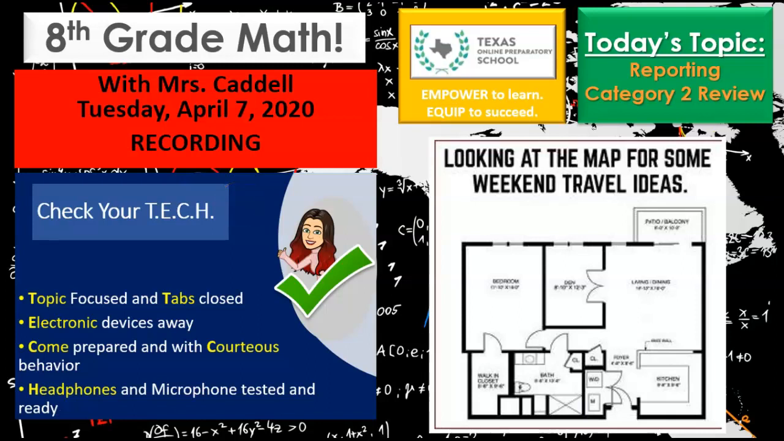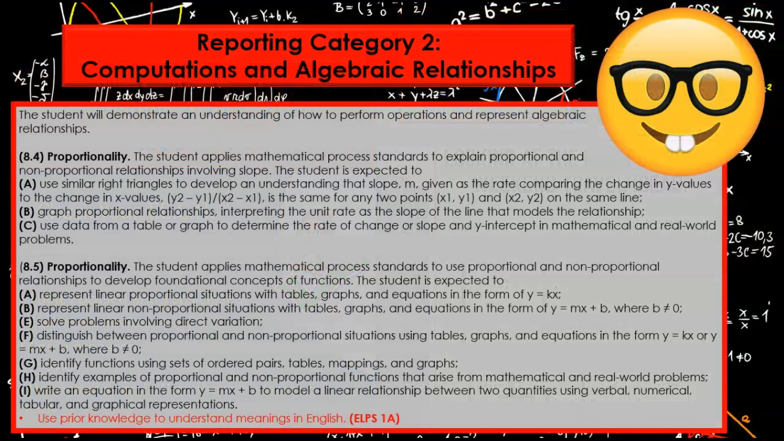This week, guys, we are reviewing reporting category 2. Yesterday, during our live session, we did an activity to practice some proportionality and slope concepts. Today we're going to keep moving forward with reporting category 2. It's pretty big, so we have split it in half. This week we're covering the first half, and next week we'll finish reporting category 2 with the second half.